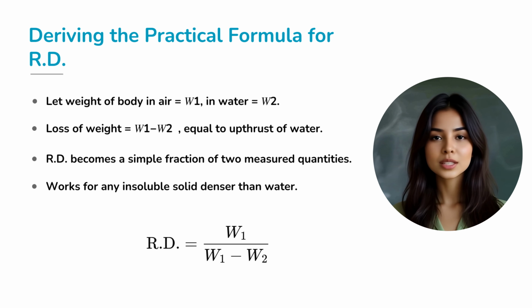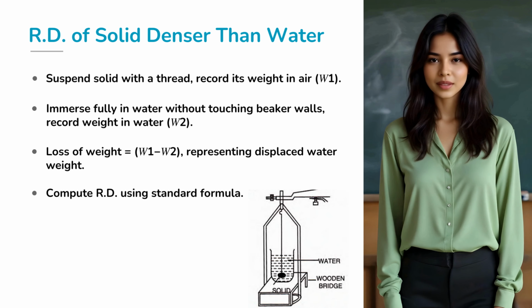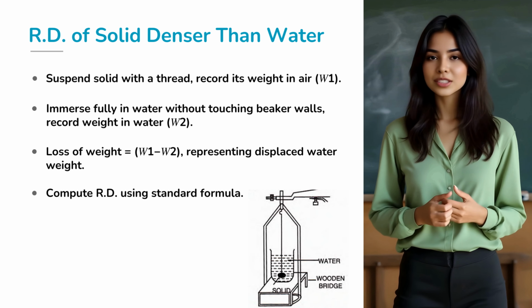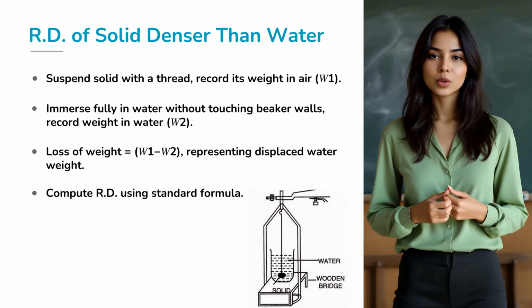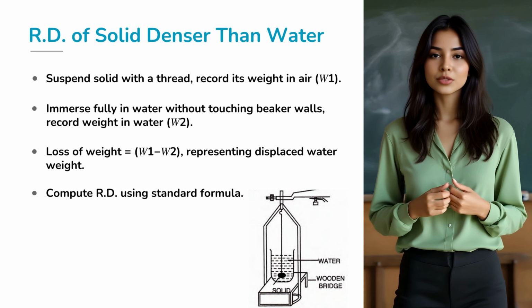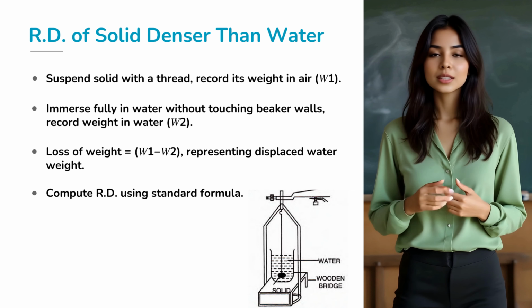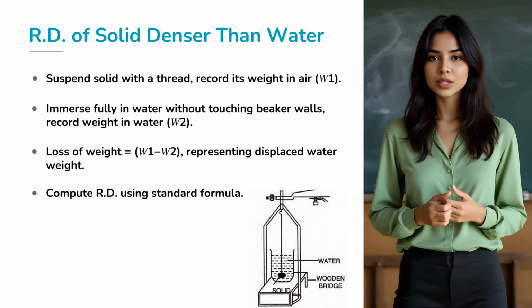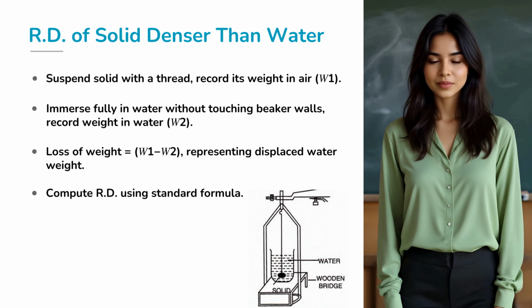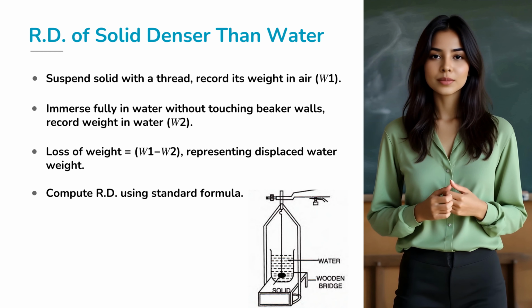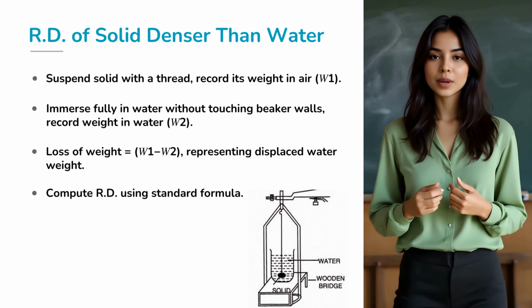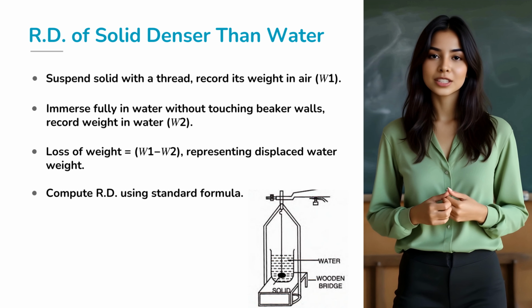This method is particularly useful for solids denser than water and insoluble in it. Now let's consider the first case, a solid denser than water and insoluble. We tie the solid with a thread, record its weight in air as W1. Then we immerse it fully in water, taking care that it doesn't touch the beaker walls, and we record its reduced weight W2. The difference, W1-W2, is the weight of displaced water. Dividing the weight in air by this loss gives us the relative density.